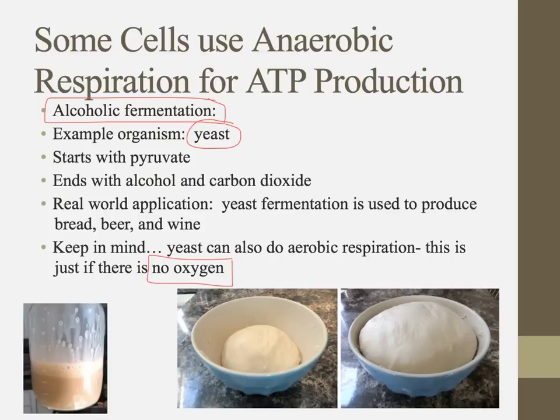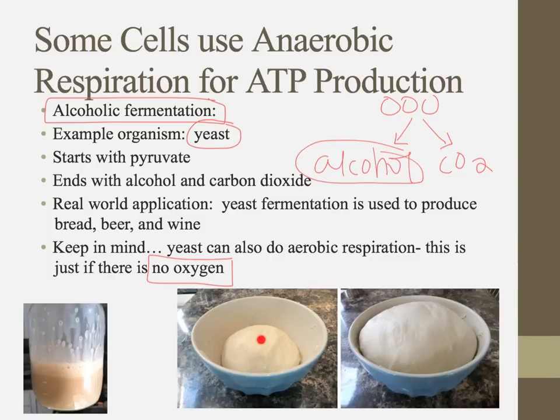So we're going to start with pyruvate, and that pyruvate, that 3-carbon molecule, is going to get broken down into 2 products, carbon dioxide and alcohol, okay? So this is exactly how we produce beer and wine. That's where the alcohol comes from. It's also how we produce bread products.